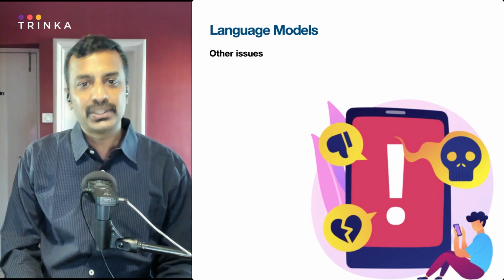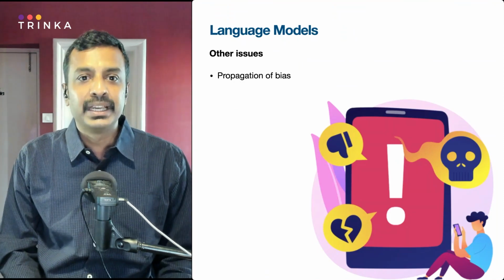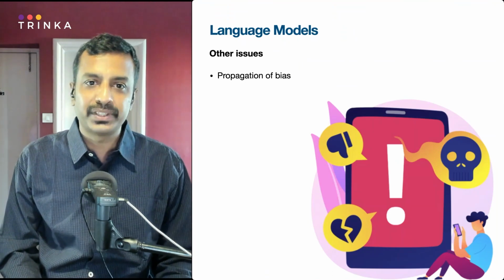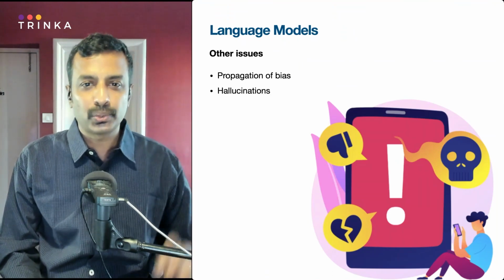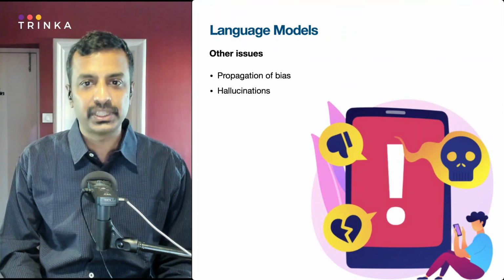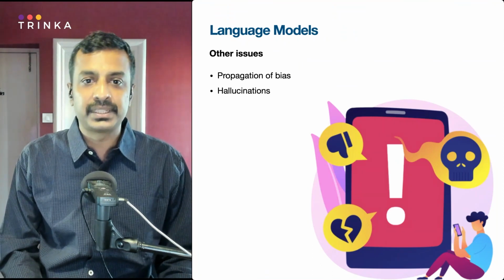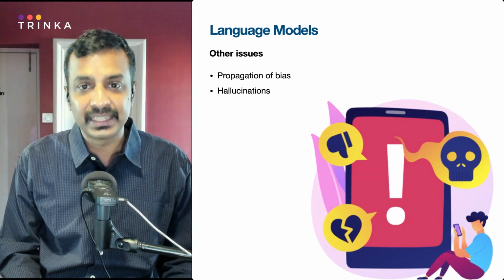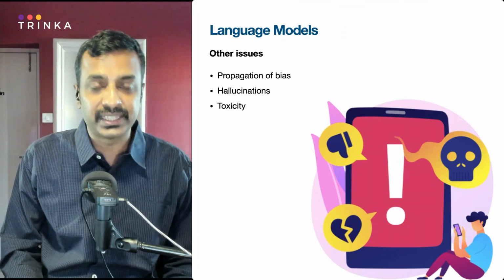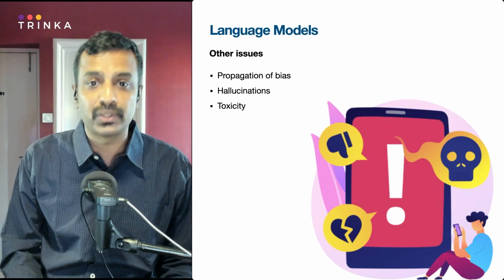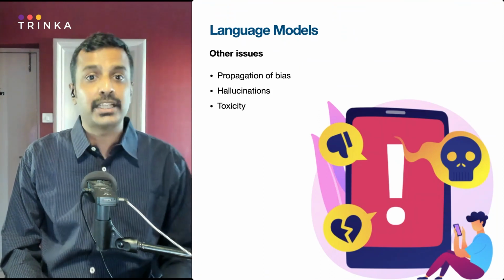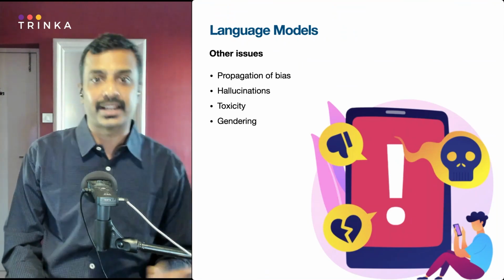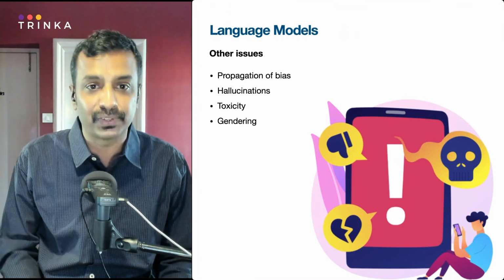Some other well-known issues include, but are not limited to, the propagation of bias, which is perpetuation of stereotypes depending on the training data set, or the so-called hallucination, which is factually invalid statements that are not rooted in any factual information in the training data set, and aspects such as toxicity, which is a lack of control on the amount of generated inflammatory content, especially if the prompt itself is inflammatory, and finally gendering, which is ascribing a gender when there is no need for the same.